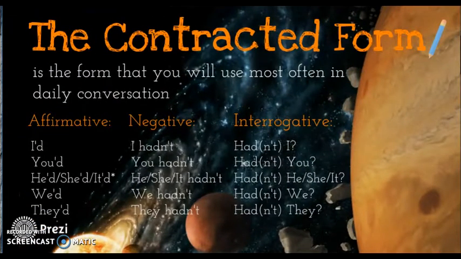We have gone over the contracted form in class. Here are various types of contractions that use had. This is the form you will most commonly see and use in daily conversation. Please pause the video and complete exercise 3.